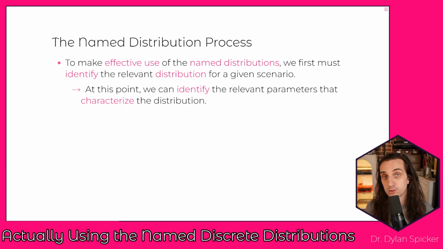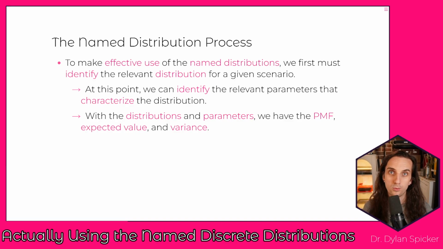And in particular, we're also going to want to identify the relevant parameters that characterize that distribution. So we're going to want to be able to say, this is the distribution it comes from, and based on all of the information we have, this is the parameter value or the parameter values that we care about. And as soon as we have done that, then we know the PMF, we know the variance, we know the expected value. Okay, so with the distribution and the parameters, we have all of the different components that we care about for these distributions.